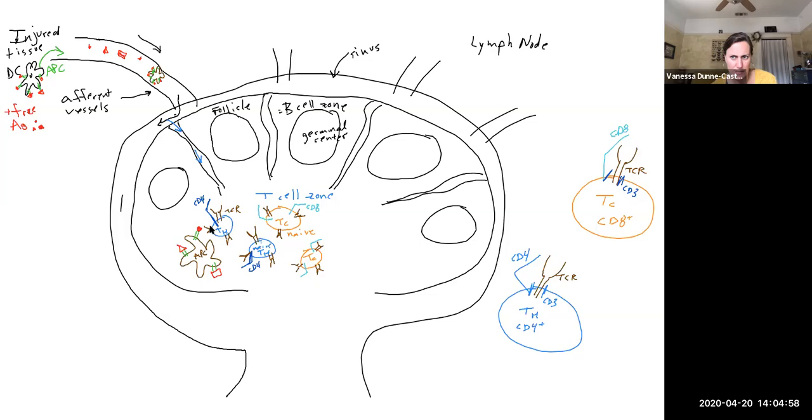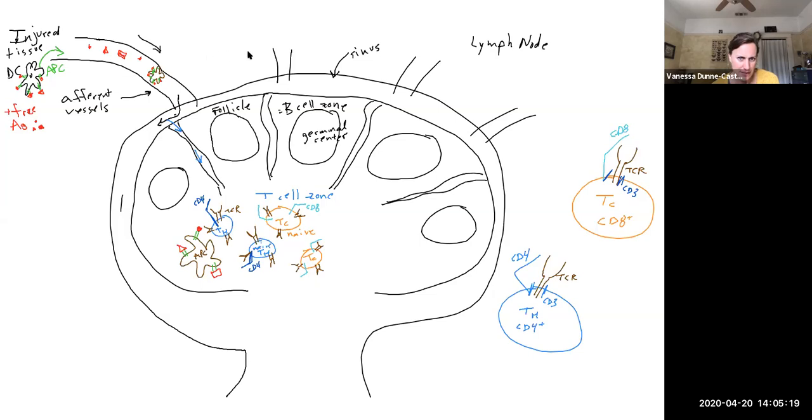If a perfect match is made, then this causes the activation of that matched T cell, and it can then lead to something called clonal expansion. So let's look at this step-by-step process. Now, I do want to take a second and let you know that I'm going to add something here.